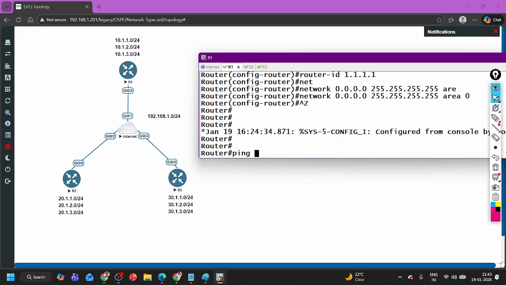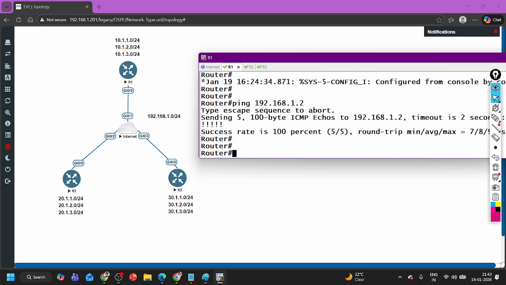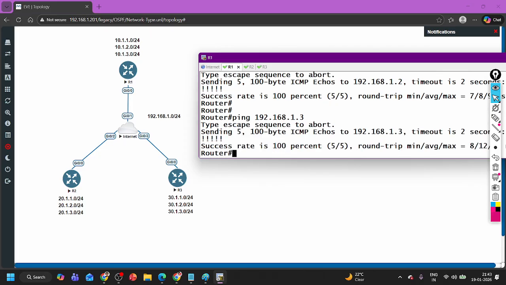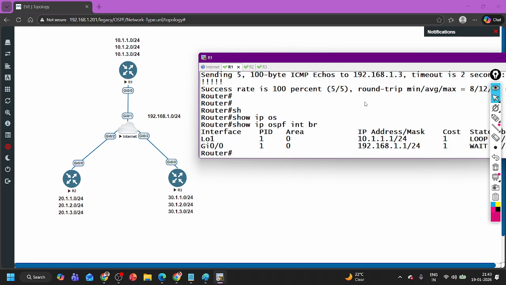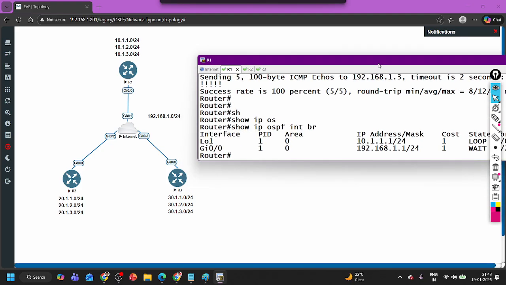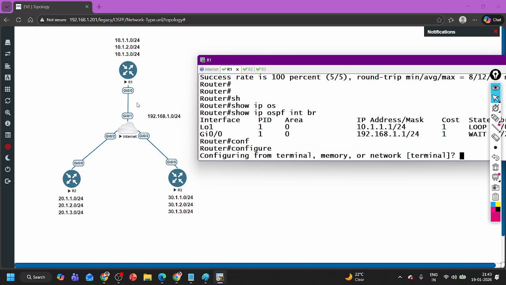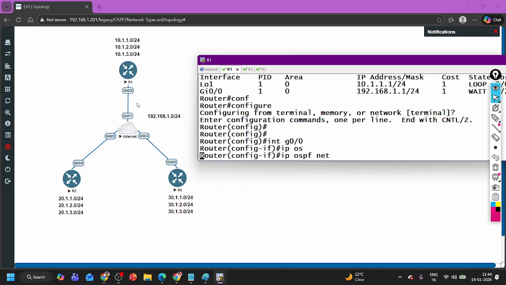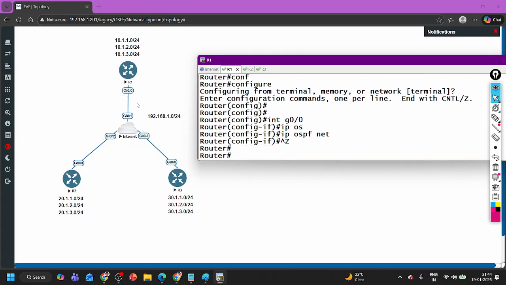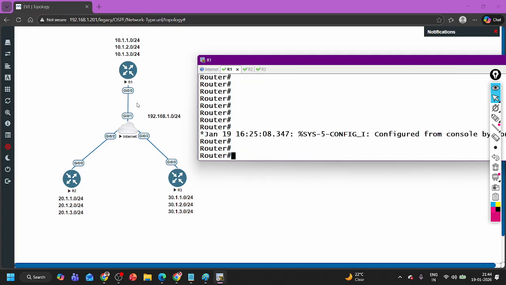From router number 1 I am going to ping router 2, ping 192.168.1.2, and see ping is working, even 1.3 ping is working. So show IP OSPF interface brief: OSPF is enabled on both the interfaces and by default the network type on the gig link is broadcast, right? How to change network type? Go to interface G0/0 and IP OSPF network. This is the command, but here leave network type on default, which is broadcast.